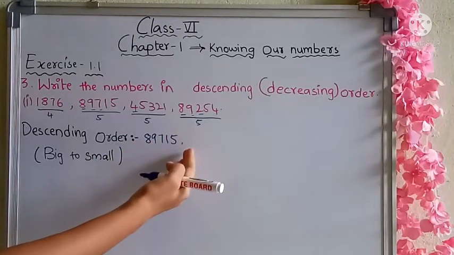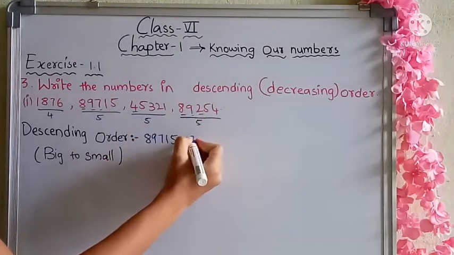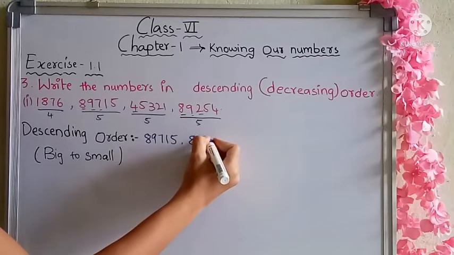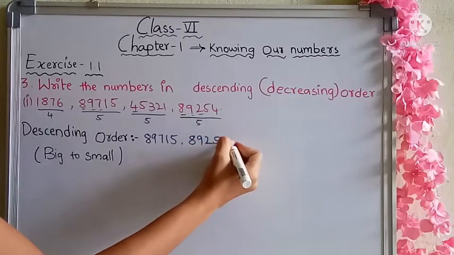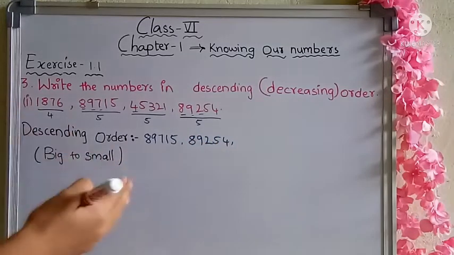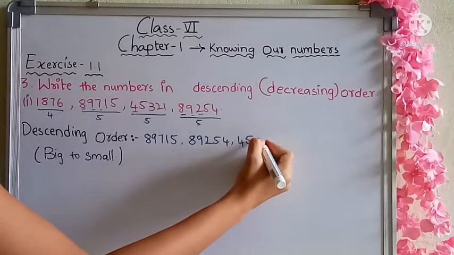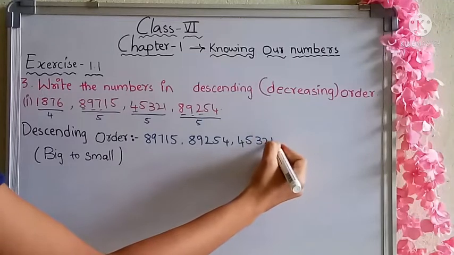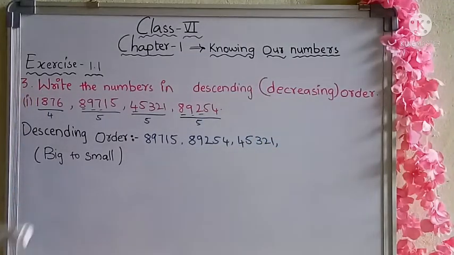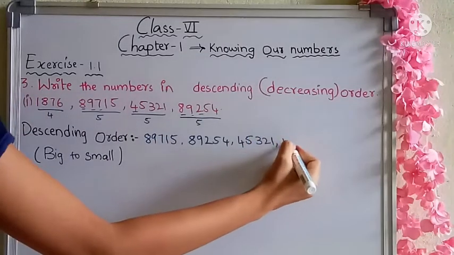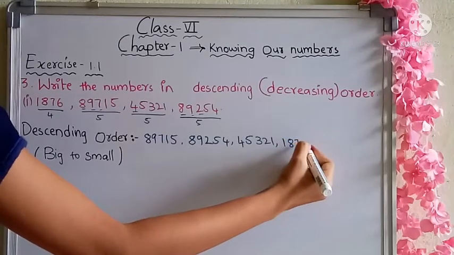And the second largest number is this 89,254 and then 45,321 and at last 1,876.